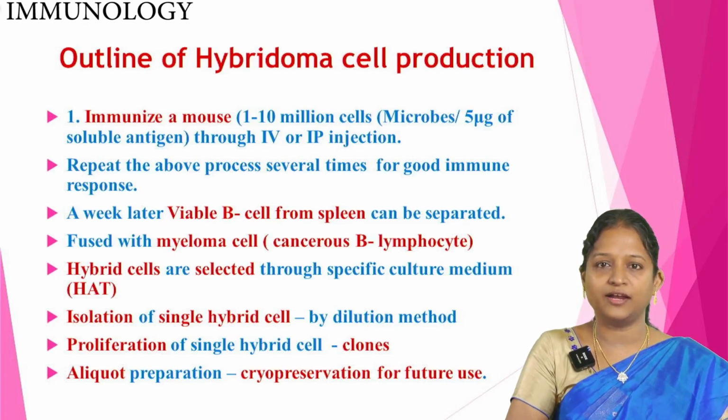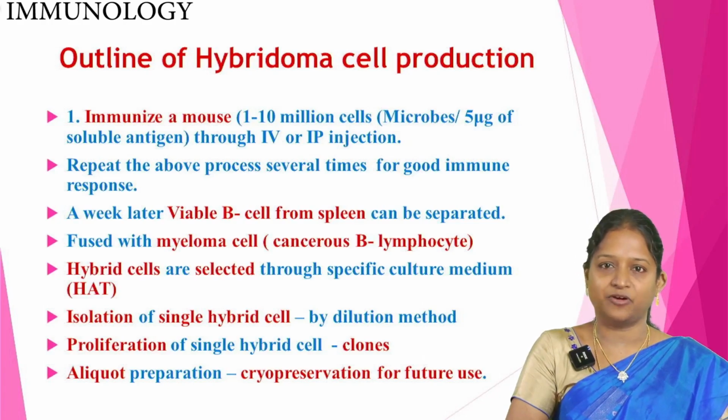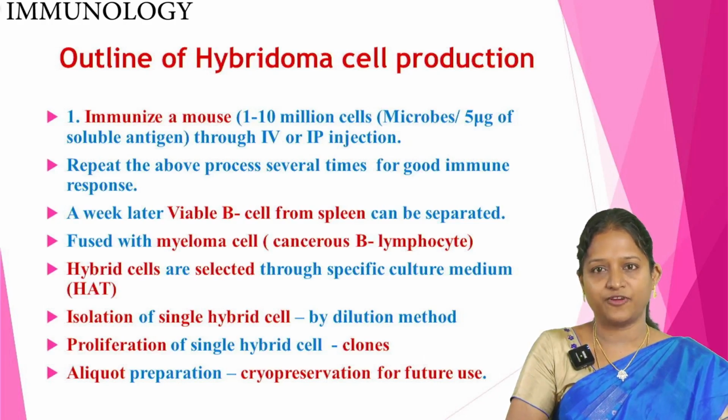Let us see the outline of monoclonal antibody production. The first step is to immunize the mouse or any model organism to raise the antibodies. The mouse has to be immunized with 5 μg of the antigen of our interest, and we repeat the same process many times for a good immune response. A week later, once the antibodies are produced in the mice, the mouse is sacrificed and the spleen is aseptically removed.